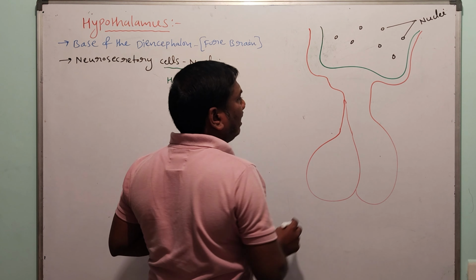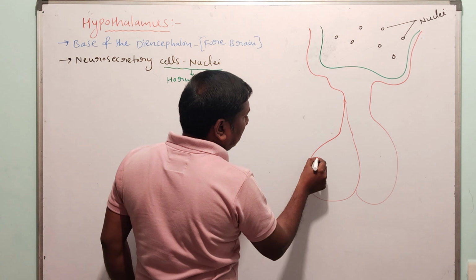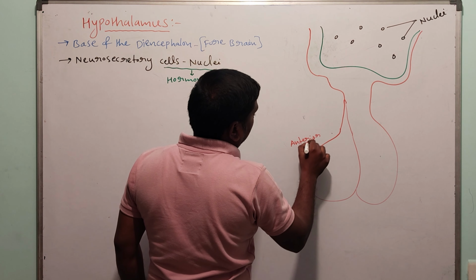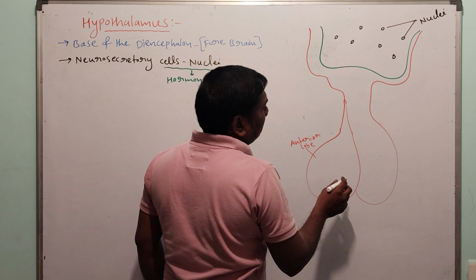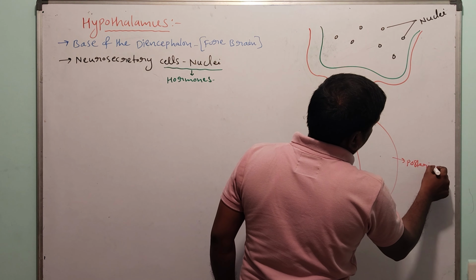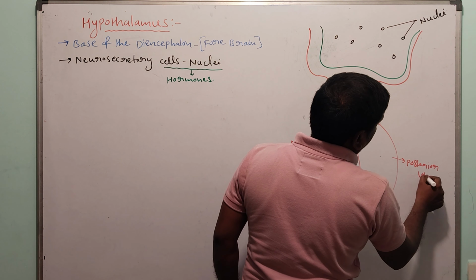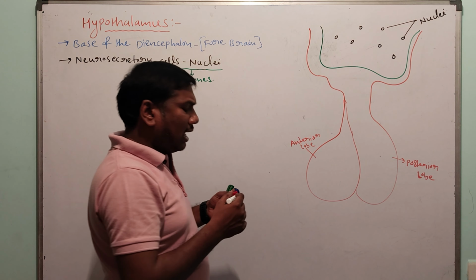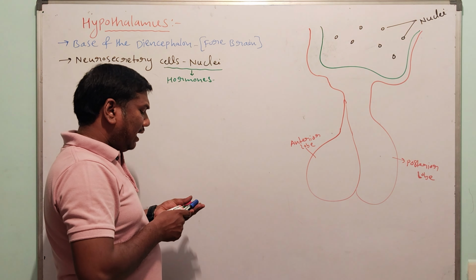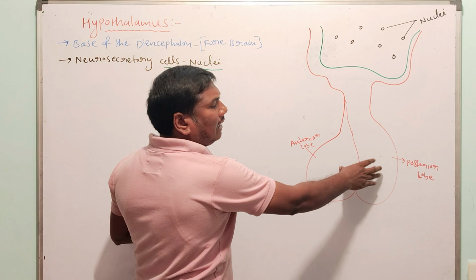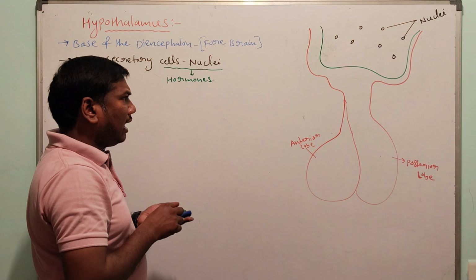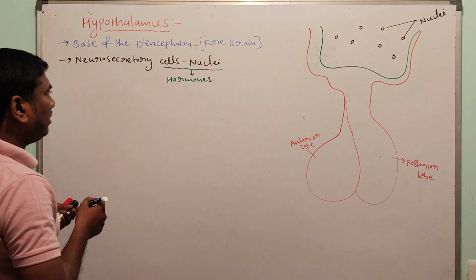The pituitary gland has an anterior lobe and a posterior lobe. The hypothalamus releases hormones, and these hormones enter into the pituitary gland. These hormones control the pituitary gland. This is the secretion of the hypothalamic hormones.